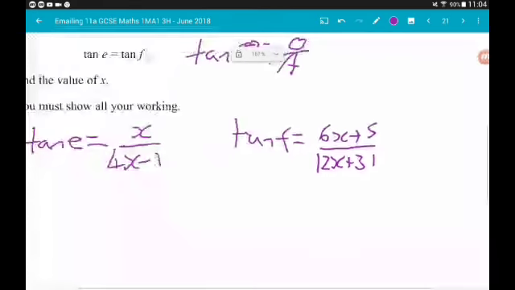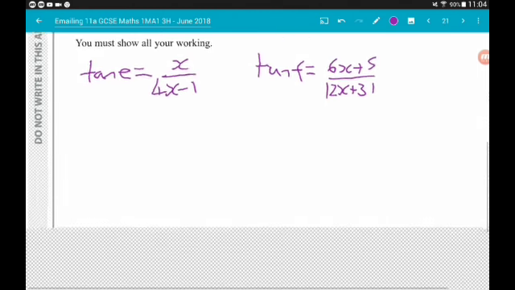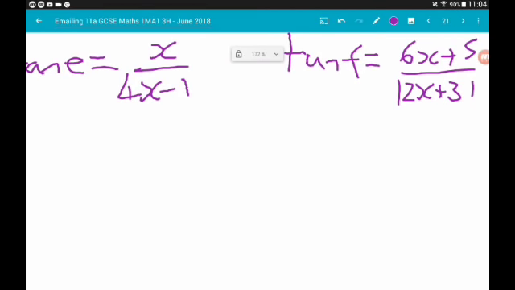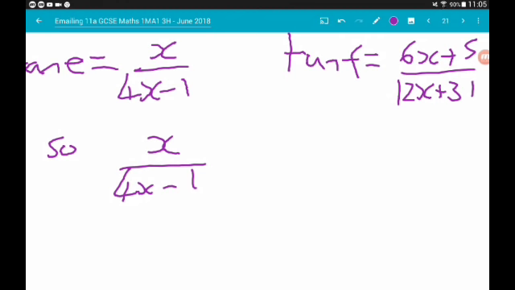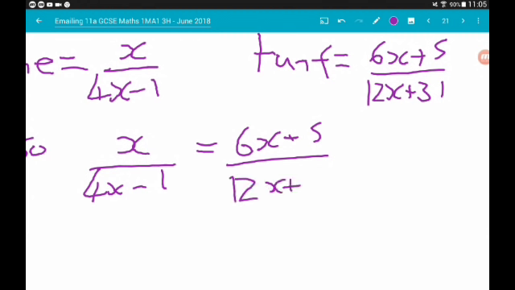Okay, now we know tan E and tan F are equal. So we can say x over 4x minus 1 is equal to 6x plus 5 all over 12x add 31. And this is now the equation that we need to solve.